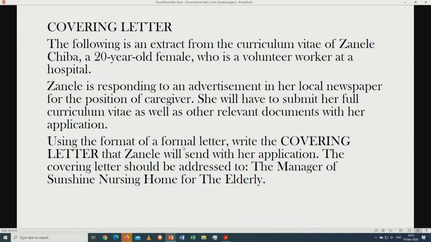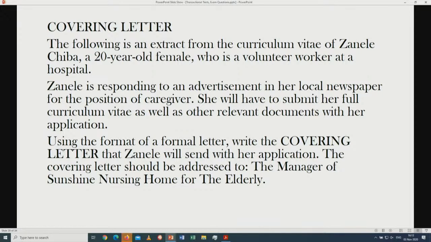Using the format of a formal letter, write the covering letter, only the covering letter, that Zanele will send with her application. The covering letter should be addressed to the manager of Sunshine Nursing Home for the Elderly. Okay. Now, the trick here is that you have to look at to whom the letter is going, and then you have to look at the CV to decide what relevant points to include in the covering letter. And I was very impressed when I saw this.